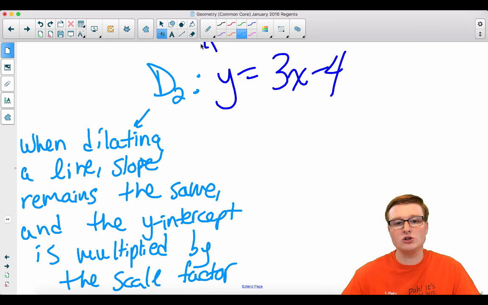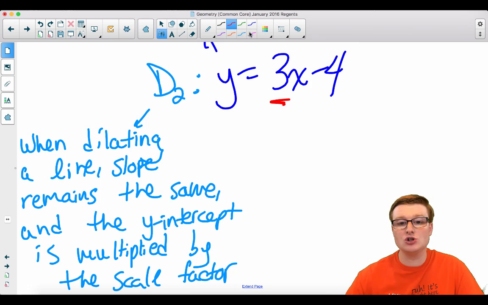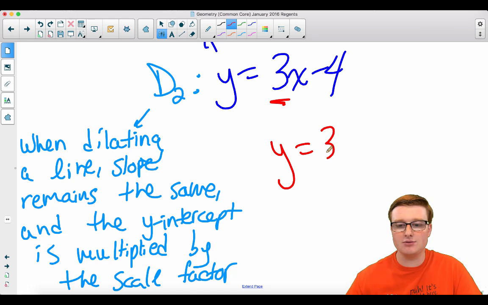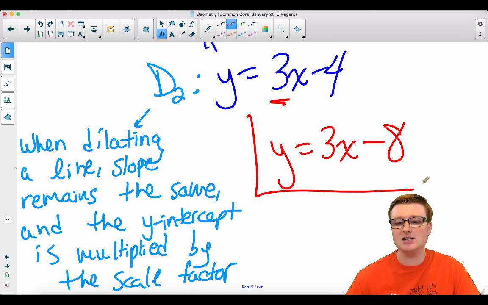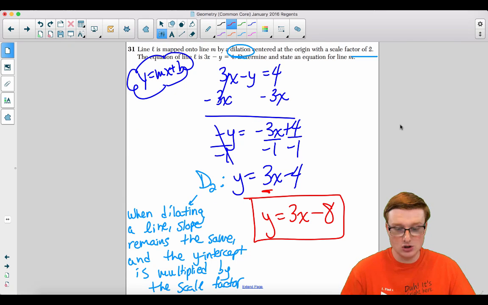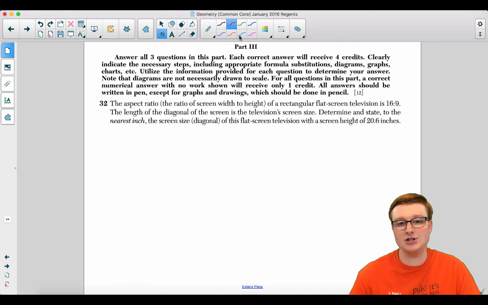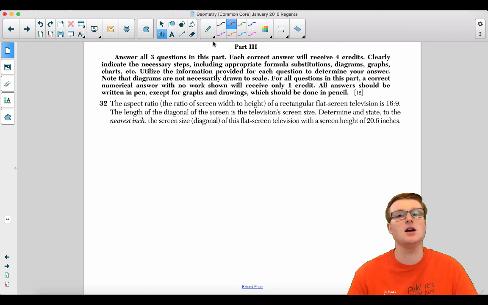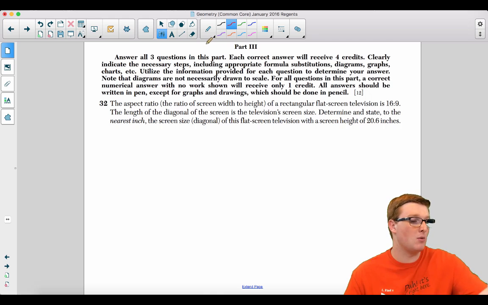So the slope does not change. That 3 has to remain the same. That negative 4 is going to change. We're going to multiply the negative 4 by 2. So your new line is y is equal to 3x minus 4 times 2, which is 8. Ladies and gentlemen, that is your equation of the new line. y is equal to 3x minus 8. And that is the end of the part 2s. Now we're going on to the part 3s. Part 3s are definitely more in-depth.